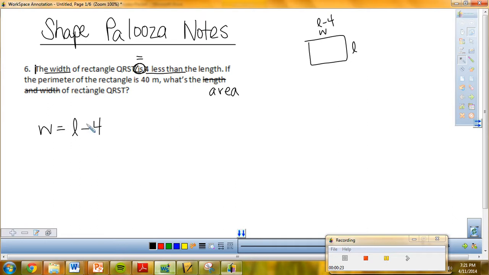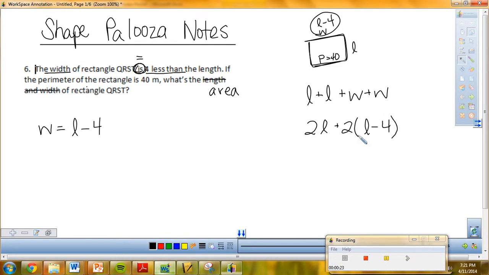So I know that the perimeter of the rectangle is 40. So again, perimeter equals 40. Perimeter is going to be the space around the shape. So I know that I want to have my L plus my L, my 2 lengths, and my W plus my W, which in this case we know that W is being represented by L minus 4. So I have 2 lengths plus 2 of my widths, which is L minus 4, and that's equal to the total perimeter, which we know is 40.